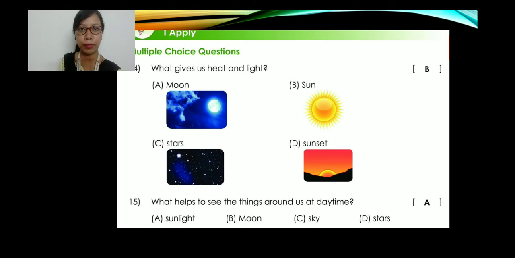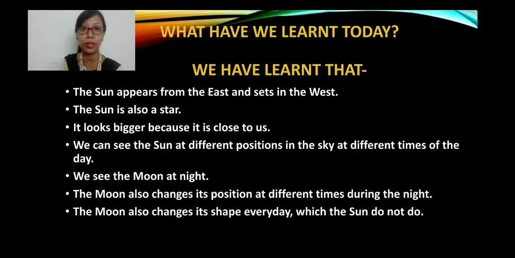Then we have question number 15. What helps to see the things around us at daytime? Sunlight, moon, sky or stars? Moon, not in the daytime. It's only at night time. Sky doesn't give us any light. And stars also don't give us any light. So it is the sunlight which gives us light to see things around us. So the answer is A. Here I have come to the end of the workbook. Whatever has been left out, we will do in my next class.